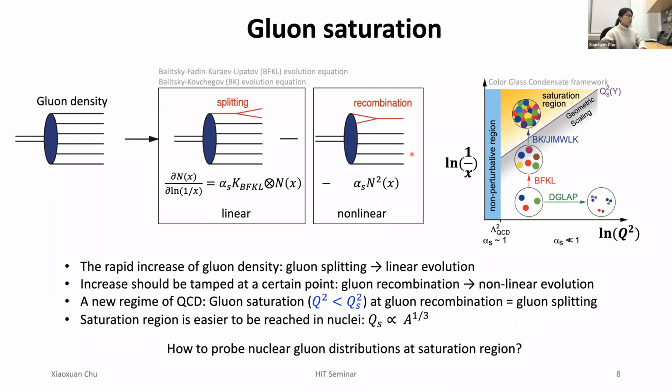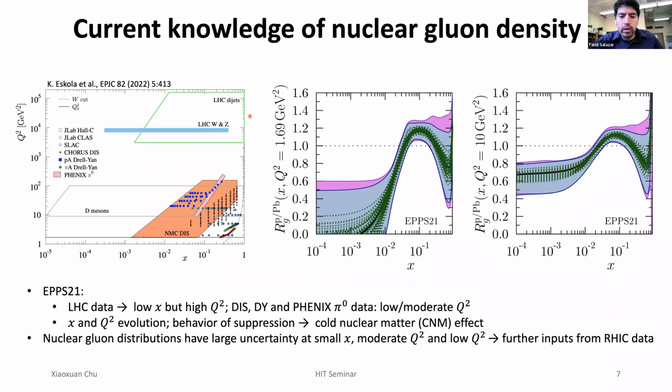Xiaoxuan, I have a quick question. In the previous slide, you mentioned upcoming RHIC data. So where would that sit in the plot on the left? You will see later. I'm going to show. Okay, x and Q square. Yes. Thank you.